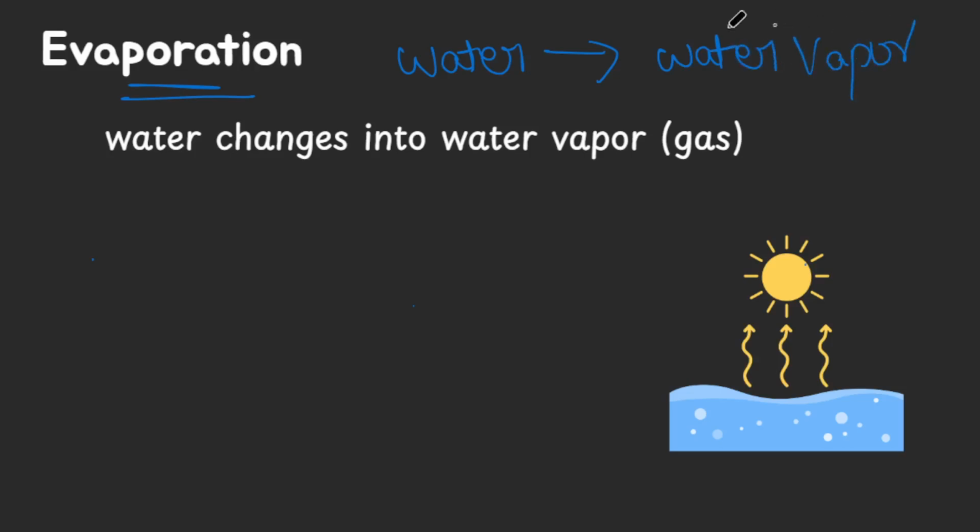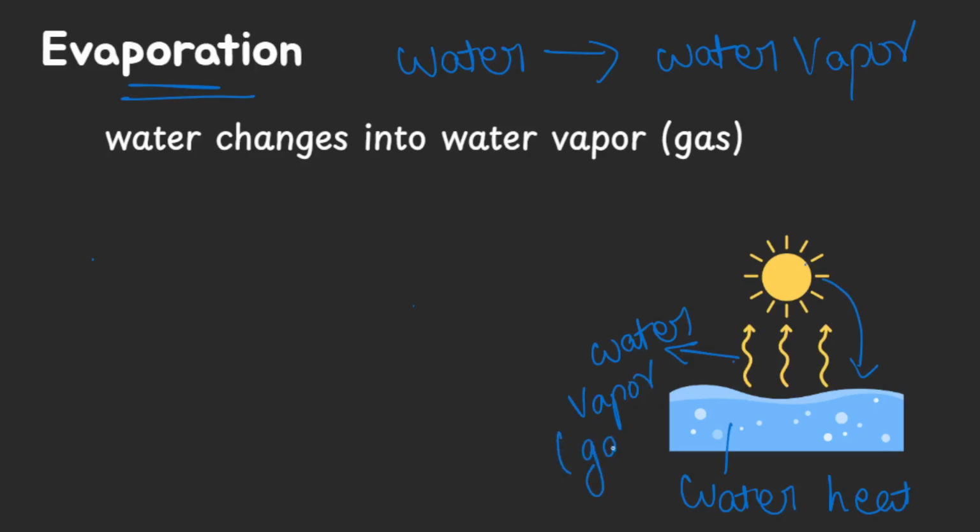What is water vapor? When sunlight hits the water, the water gets heated. When this water gets heated, it releases hot air, a hot air-like formation. This is known as water vapor, which is a gas.